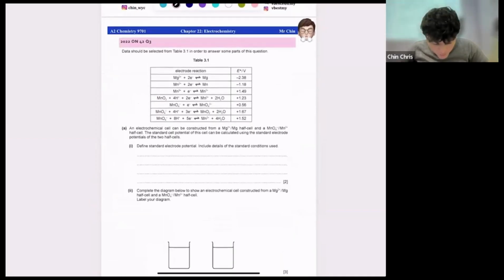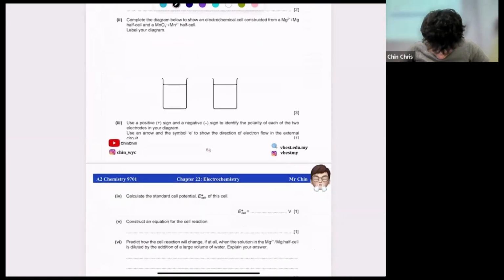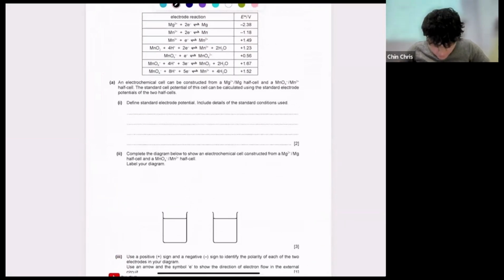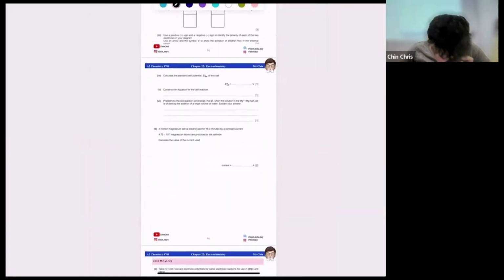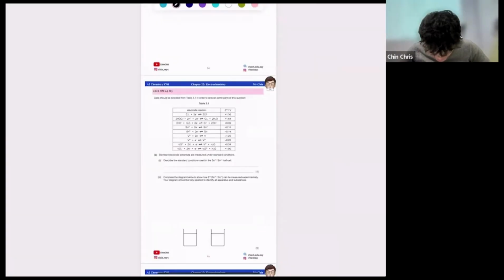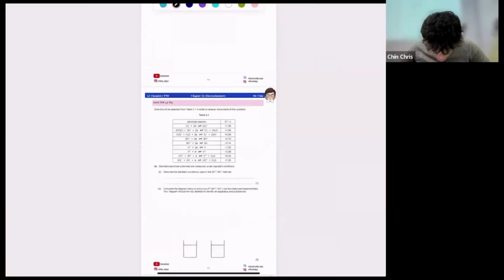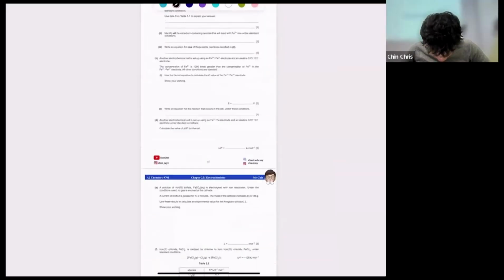The electrode is not always Pt, but if it's multiple oxidation states, then it's Pt. Okay, guys, a second. I'm searching for questions here, because some parts I can't do yet because I haven't taught them. If I can't find it, then it's fine. We'll try later on.